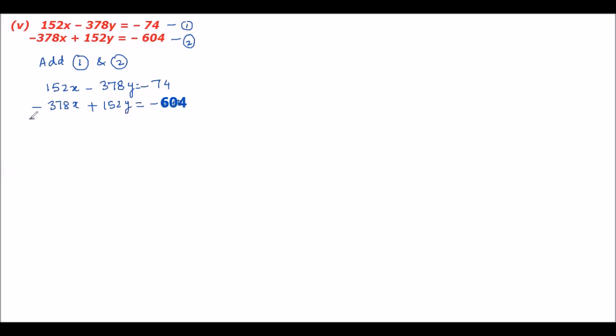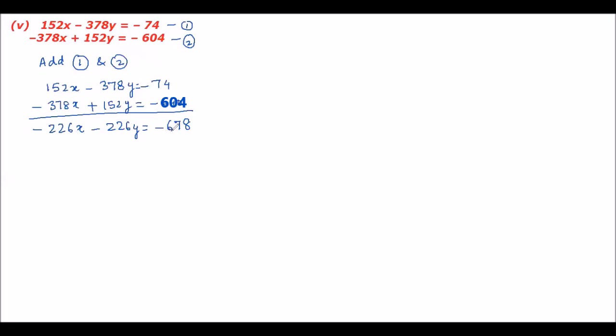So let's add the two equations, and when we add, children, we will have 226x. When you subtract, you will get minus 226y. And when you add these two, you will be getting minus 678. Now clearly visible, 226 is the coefficient of x, 226 is the coefficient of y. Let's check, is this number also divisible by 226? So yes, it is divisible.